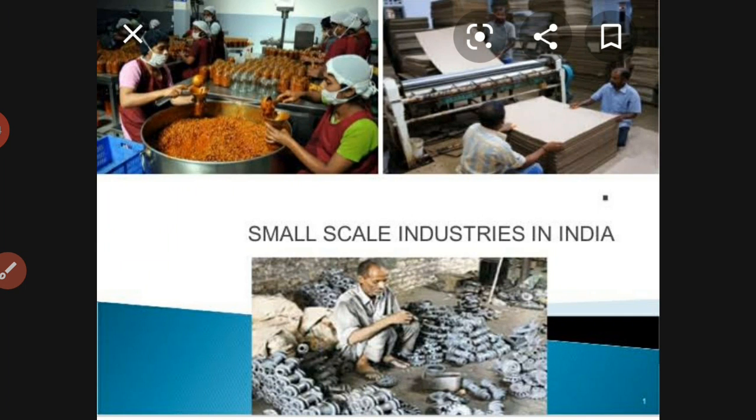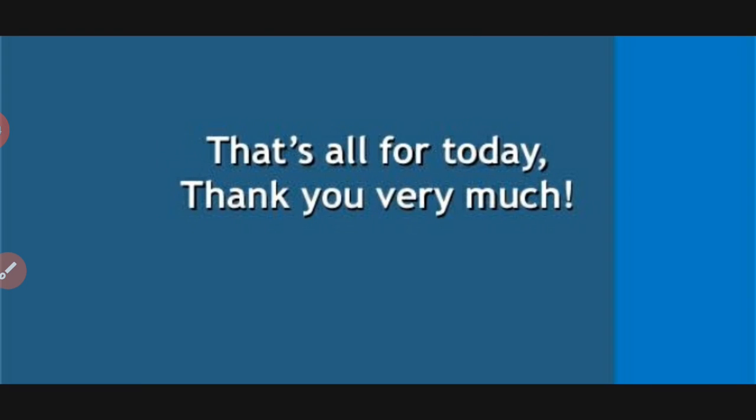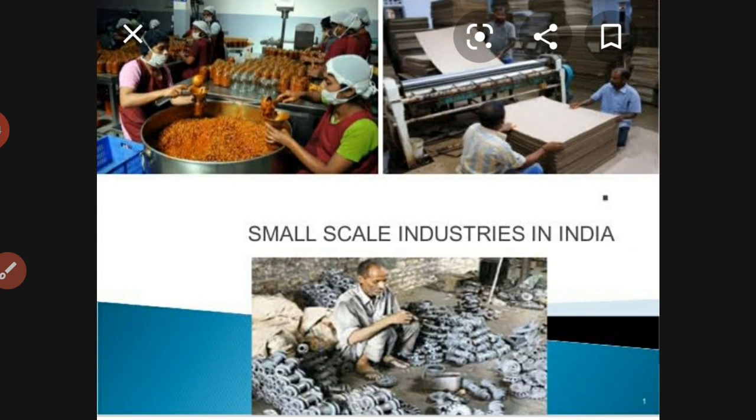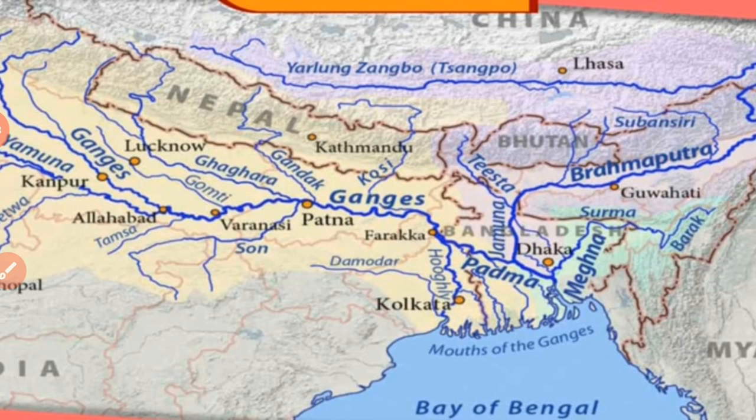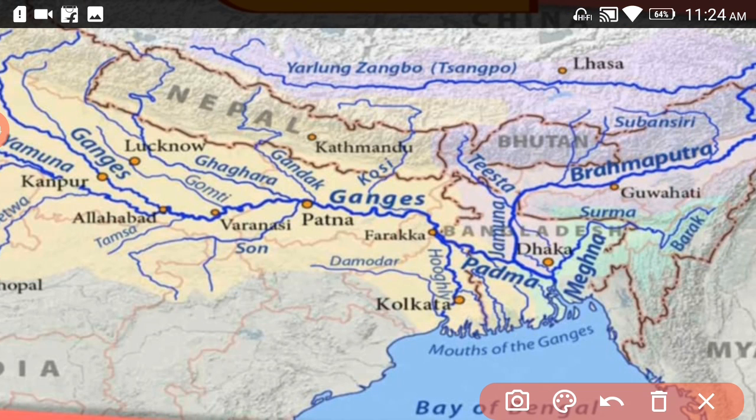A number of cities with a population of more than 10 lakhs have developed along the banks of rivers. Some of these cities are Kanpur, Allahabad, Varanasi, Patna, Kolkata, and Guwahati. You can see here all these cities are there: Kanpur, Allahabad, Varanasi, Patna, Kolkata, then Guwahati.